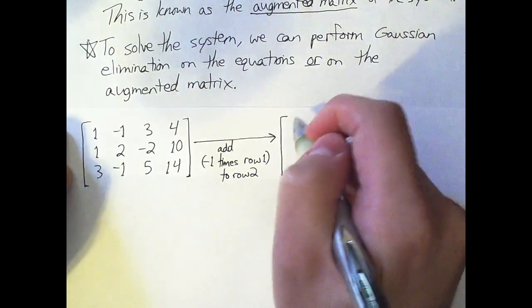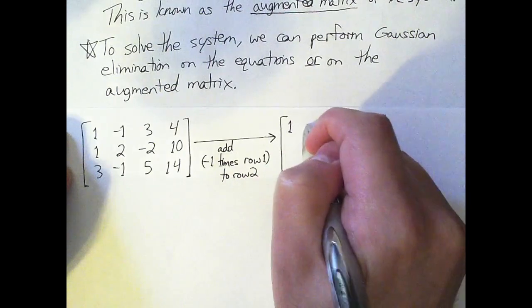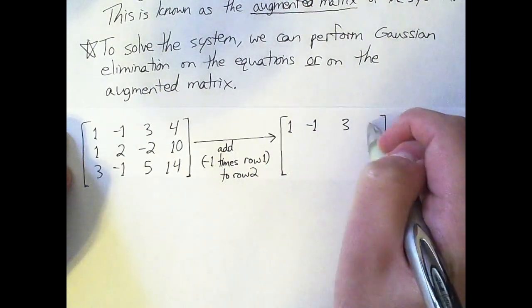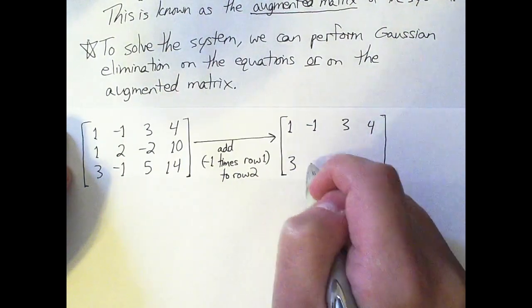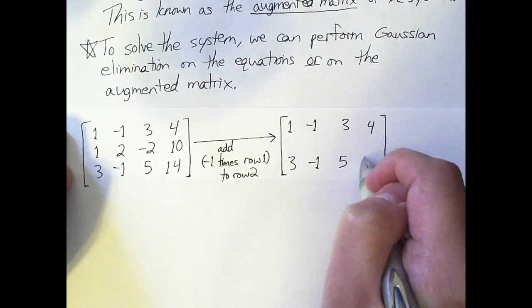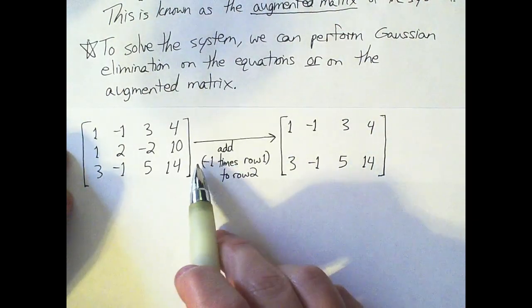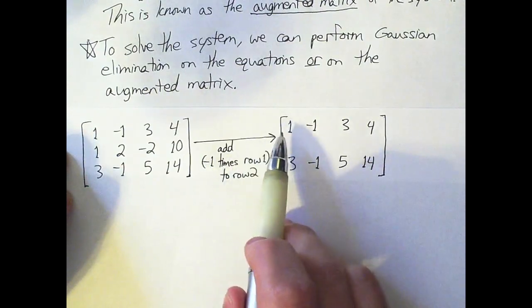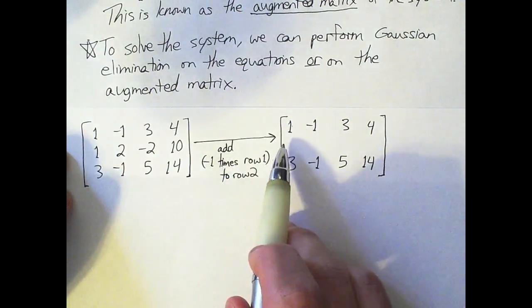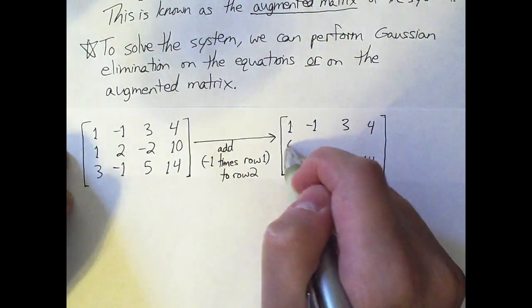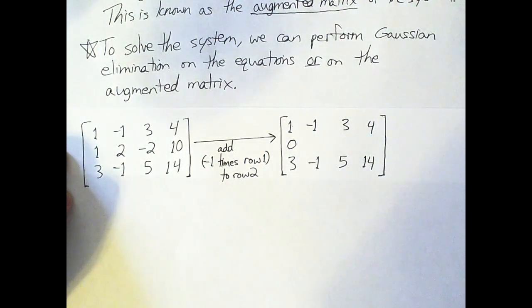By doing that, row 1 itself is not changing. Row 3 is not changing, so I'm just going to copy it down. Row 2 is getting something added to it. So let's see. -1 times 1 gets added to 1. You get a 0 here. That's what we wanted. That's why I did that step.